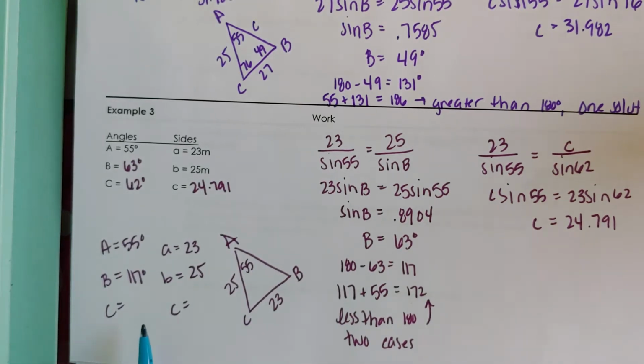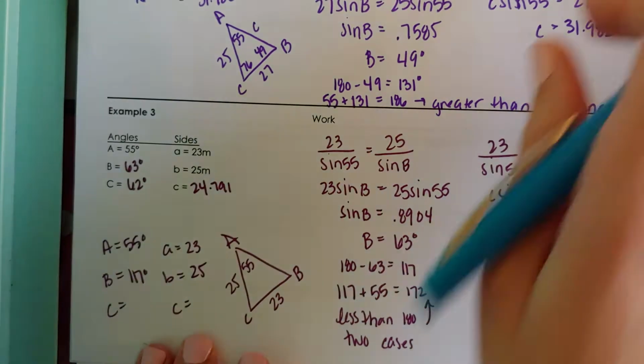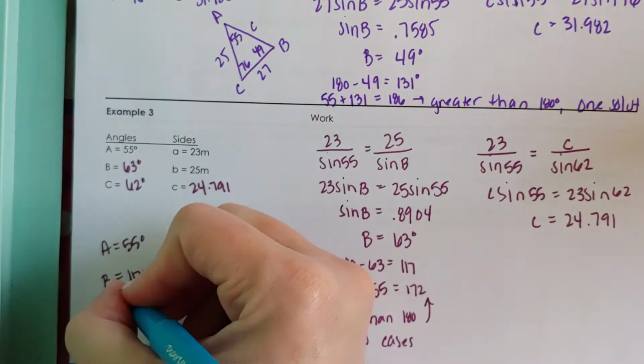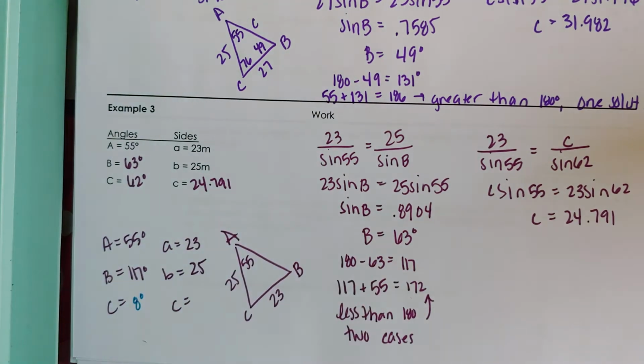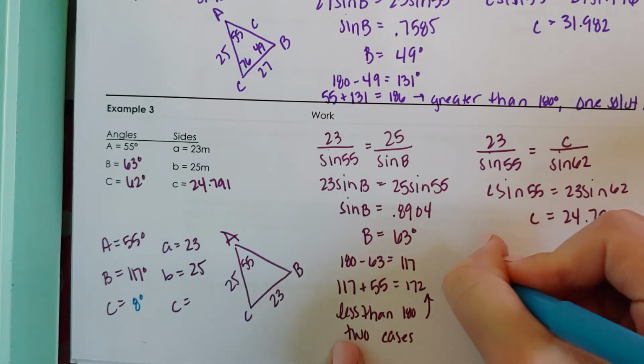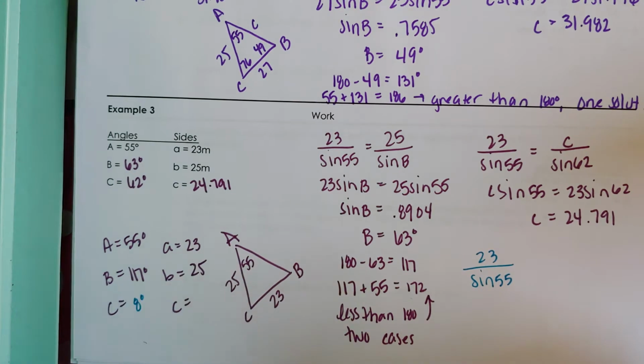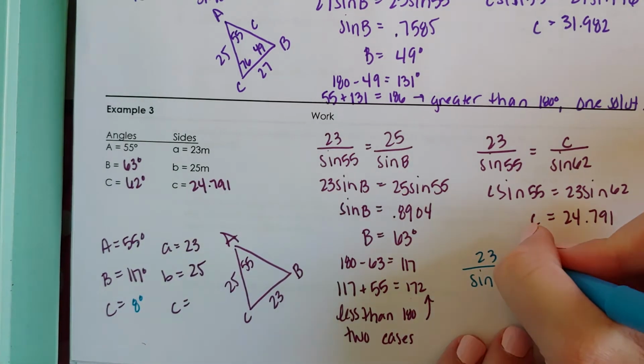Okay, so let's now do case 2. I have 180 minus 55 minus 117, which is going to be 8. So C is little. It's much smaller than the other two, and that's fine. So we're going to do 23 over the sine of 55. You could have done 25 over sine of 117. Either way is fine. That is up to you.